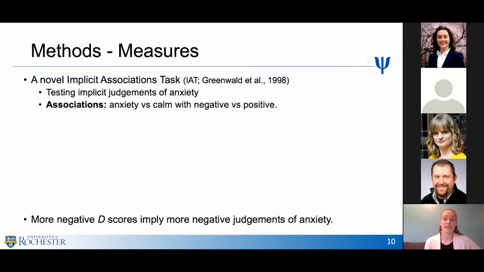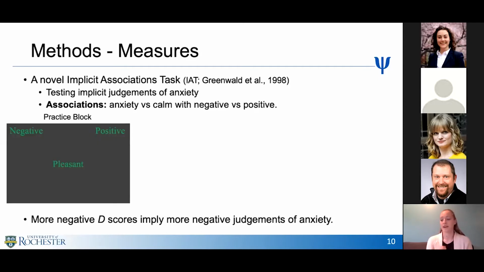The associations tested were anxiety versus calm with negative versus positive. This task is separated into practice and critical blocks. In the practice block, participants are familiarized with the task by sorting the stimuli, which appear in the center of the screen, into the category labels in the top corners.